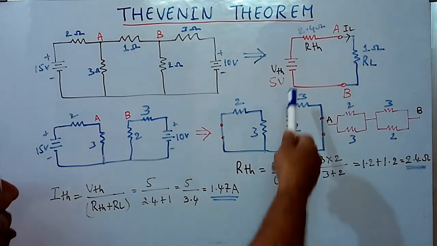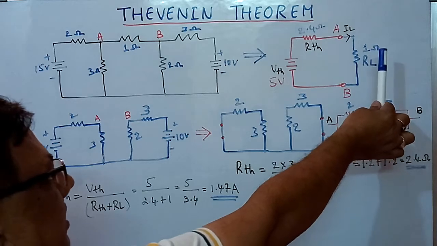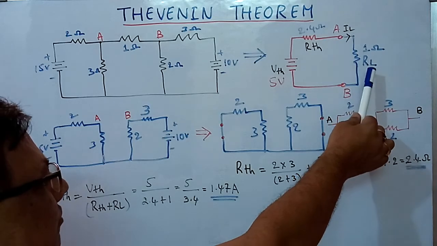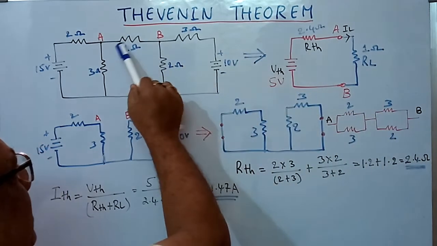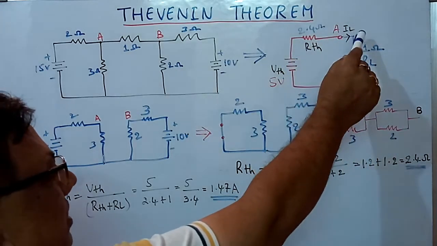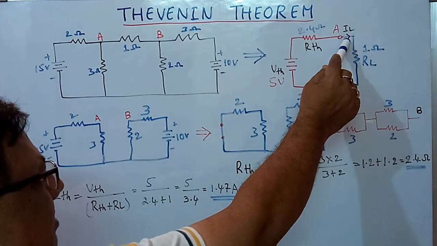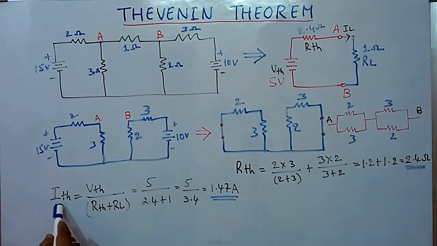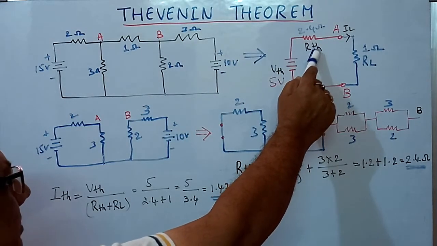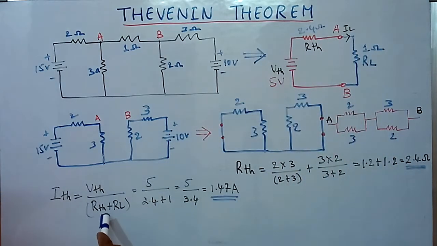Now since we got V Thevenin and R Thevenin, now the other step would be to connect the load resistance back to terminal A and B. Assuming that we have connected this 1 ohm resistance back to terminal A and B, now let us calculate the current flowing through the load resistance, which is I or IL. This is nothing but I Thevenin. I Thevenin equal to V Thevenin by R Thevenin plus RL, as these two resistances are now in series.